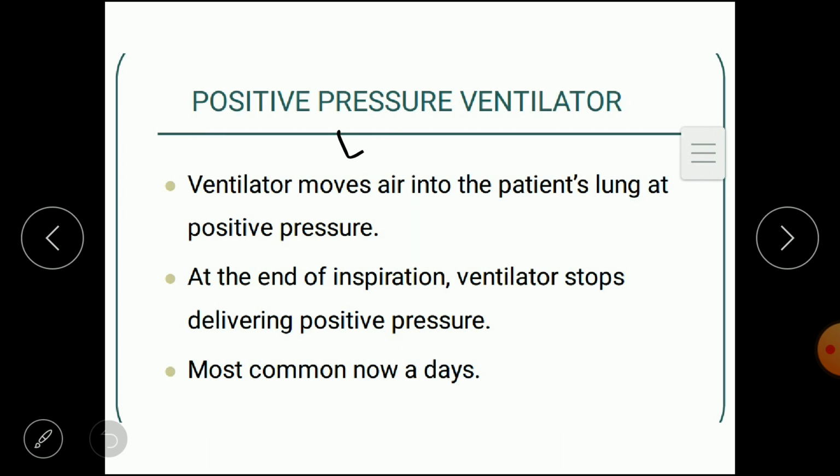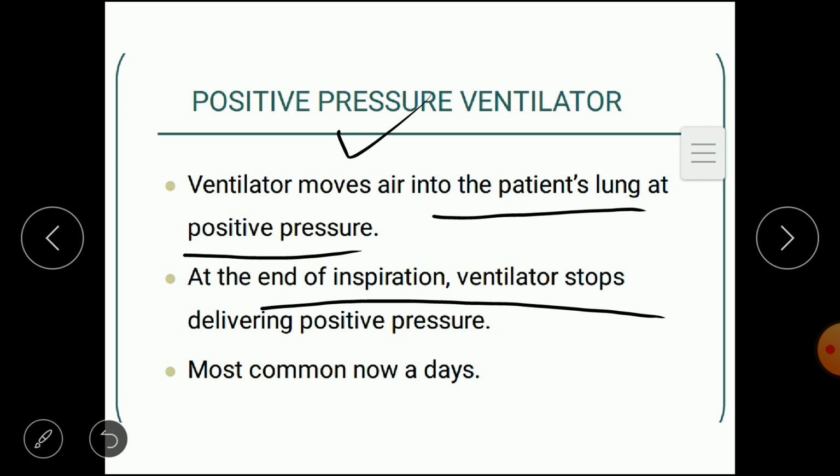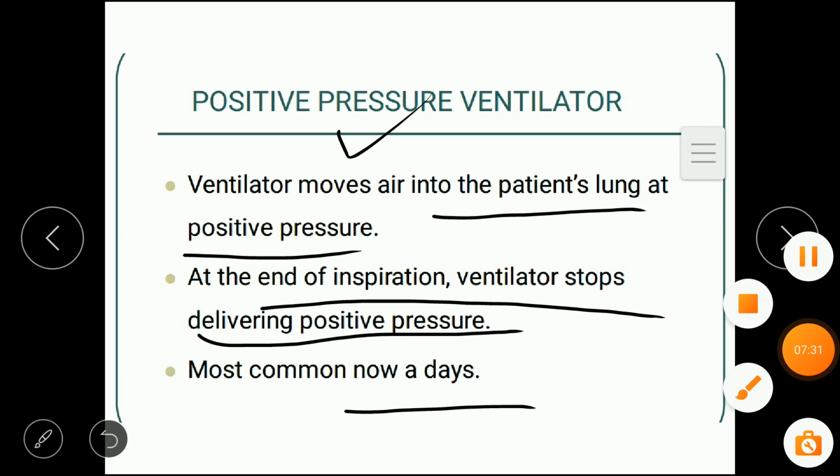Then we see what positive pressure ventilation is. That means the ventilator moves air into the patient's lung at positive pressure, and at the end of inspiration the ventilator stops delivering positive pressure. It is the most commonly used ventilator nowadays.